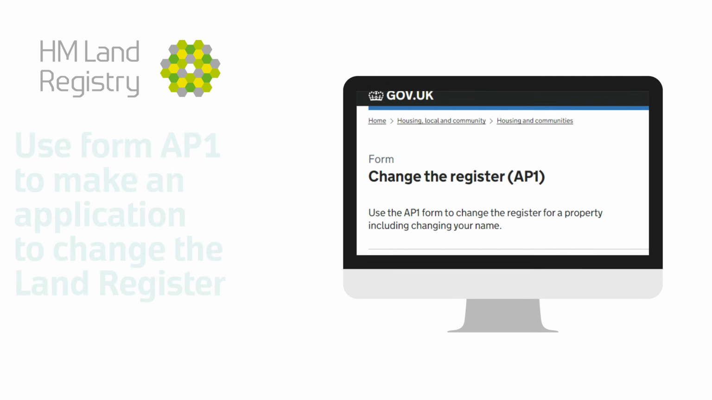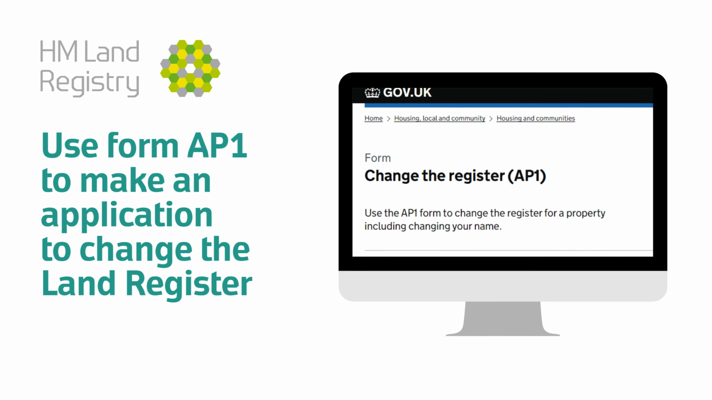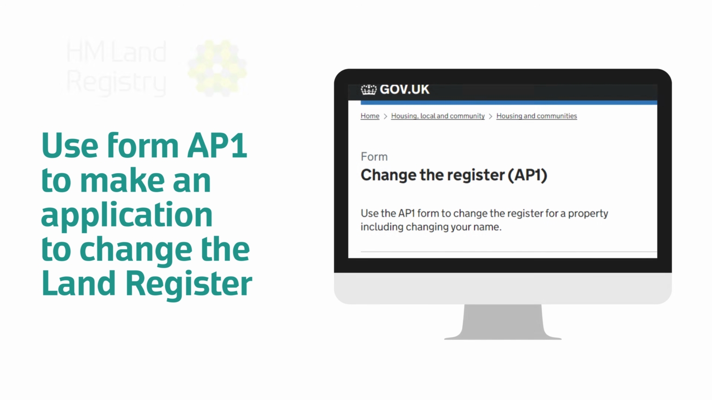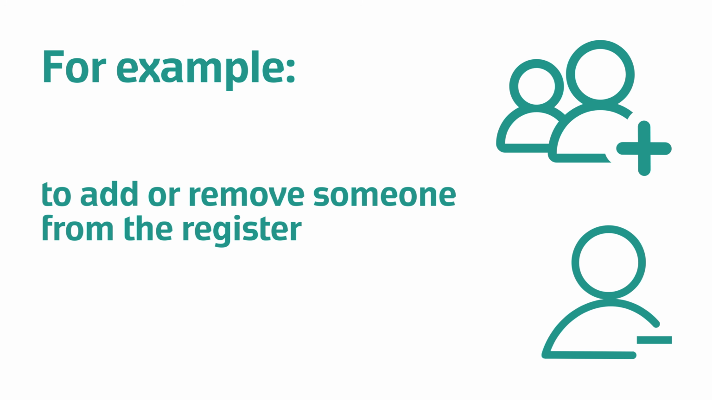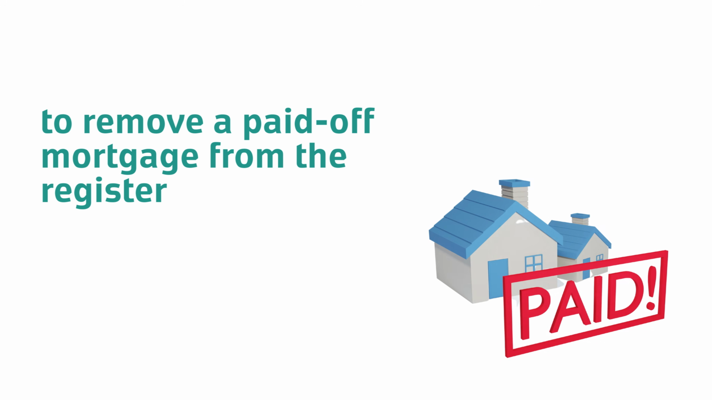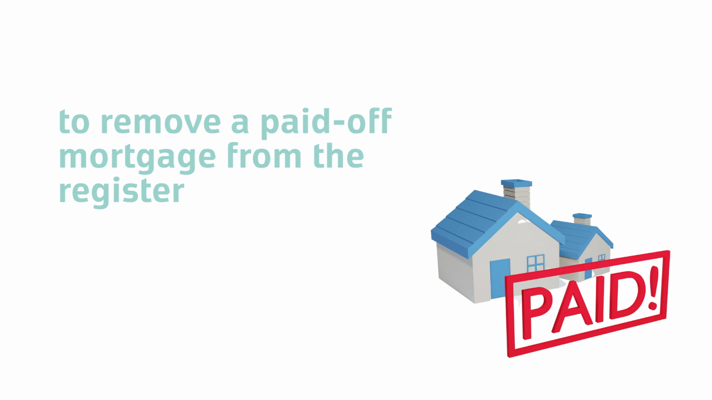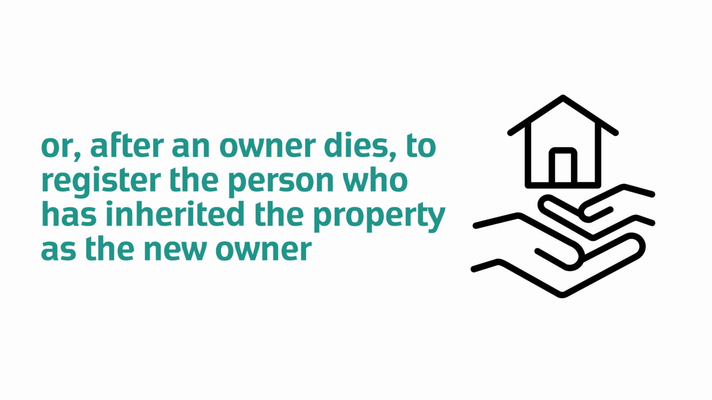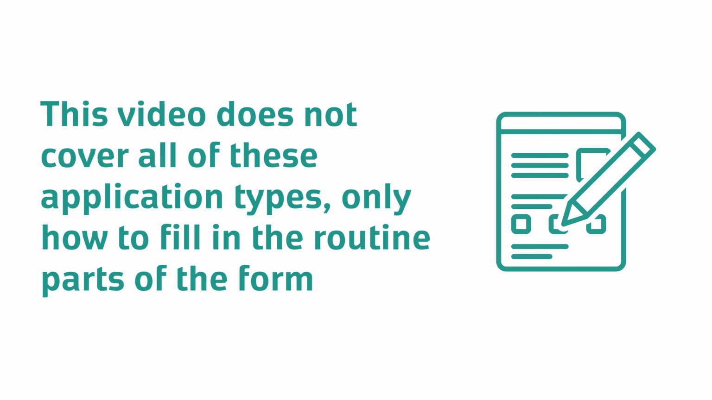Form AP1 is used for many different types of application to change the land register. For example, to add or remove someone from the register, to change an existing name in the register, for example, on marriage or divorce, to remove a paid-off mortgage from the register, or, after an owner dies, to register the person who has inherited the property as the new owner. This video does not cover all of these application types, only how to fill in the routine parts of the form.